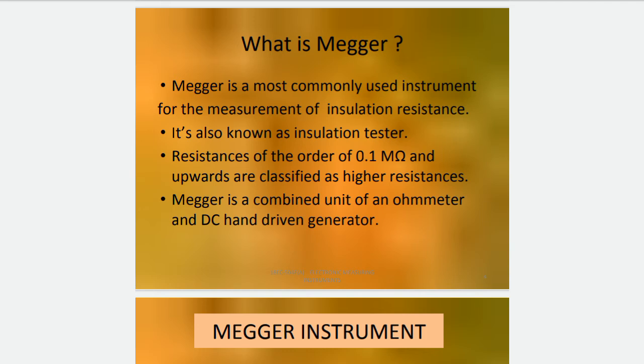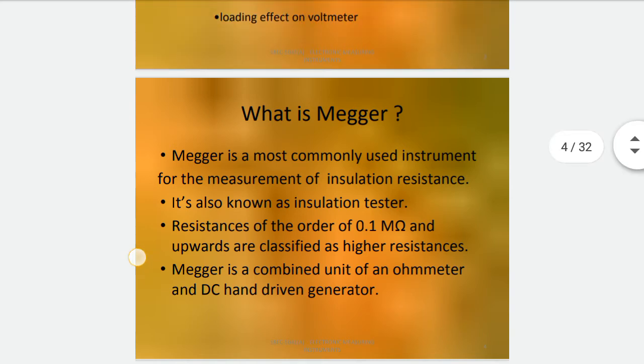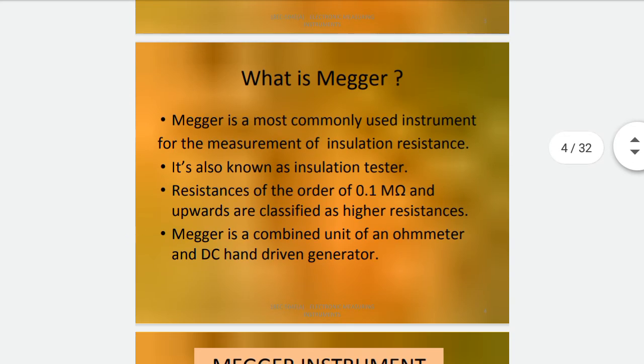Megger is the most commonly used instrument for the measurement of insulation resistance. It's also known as an insulation tester. Resistances of the order of 0.1 mega ohm and upwards are classified as higher resistances. Megger is a combined unit of an ohm meter and a DC hand driven generator.